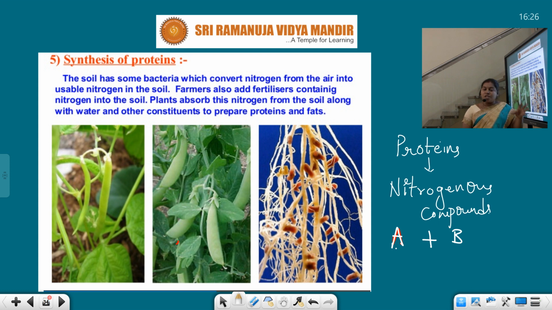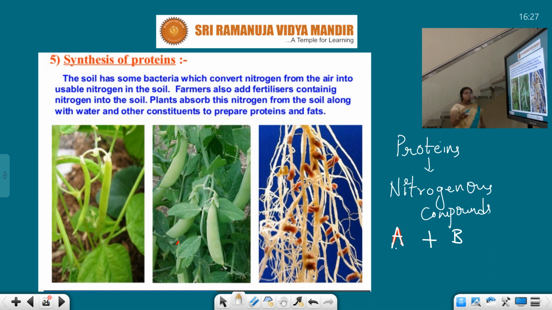So this type of association or relation we can call symbiosis or mutualism, where both the partners get benefited from each other. Here the plant is giving food, nutrients, shelter to the bacteria, and in turn the bacteria is giving the useful form of nitrogen to the plant. In this way some plants acquire the nitrogen levels. So this is about the nitrogen fixation by the rhizobium bacteria.